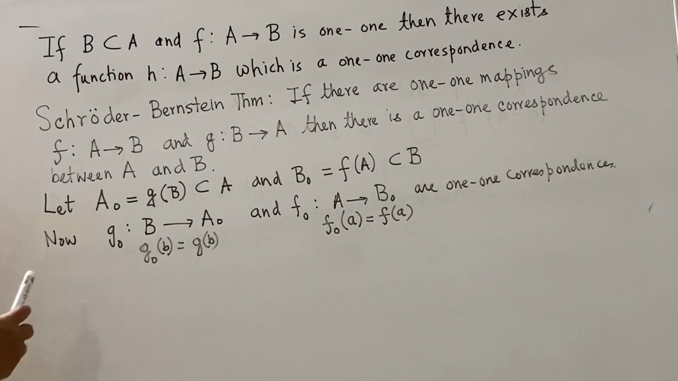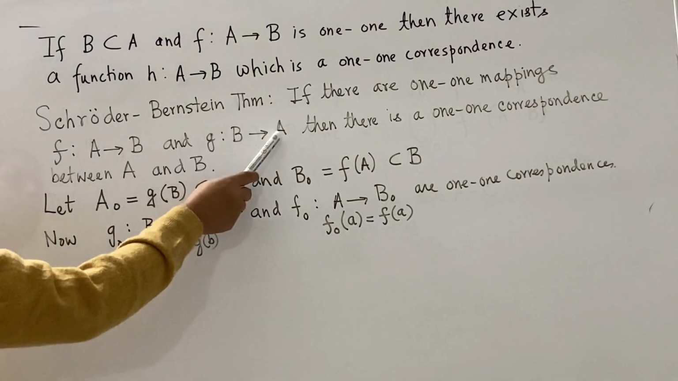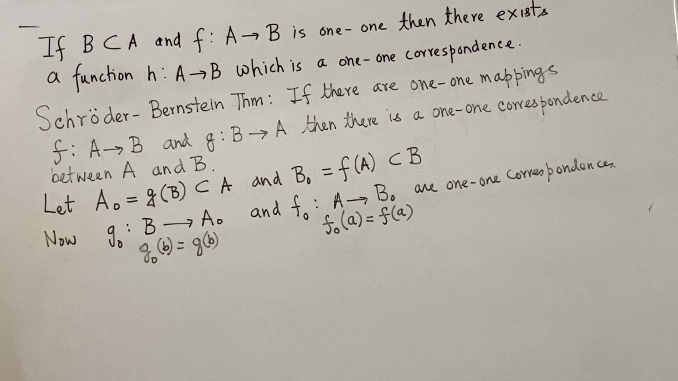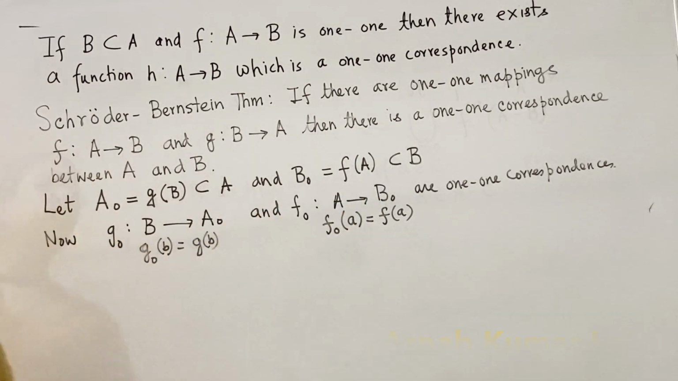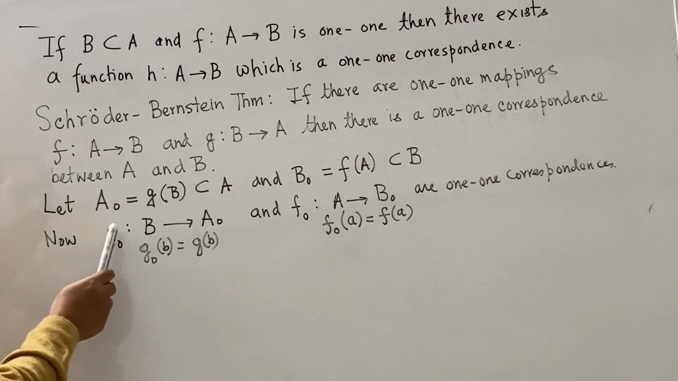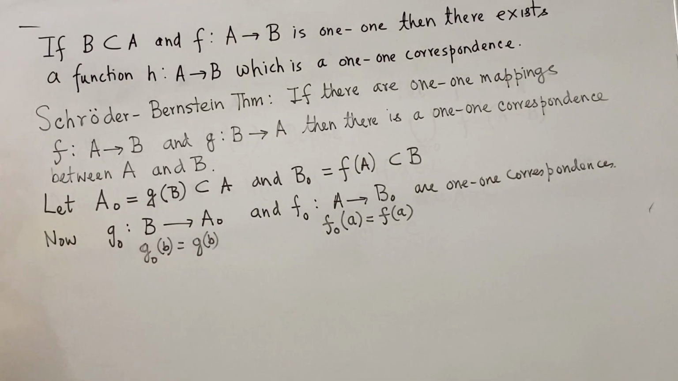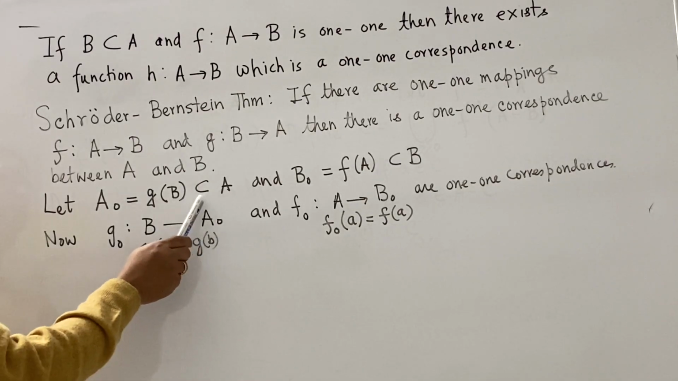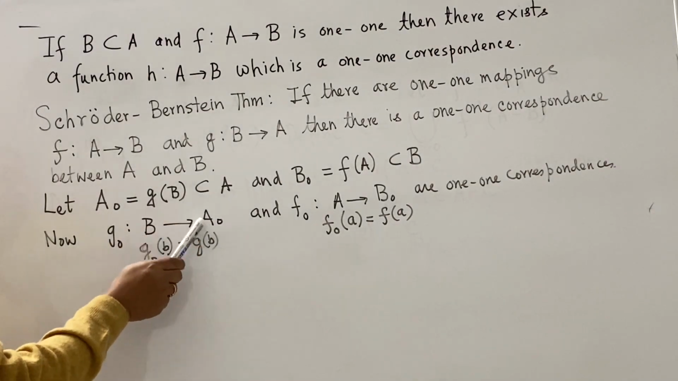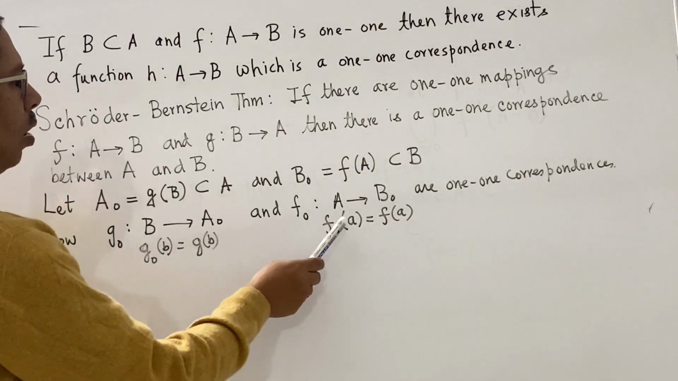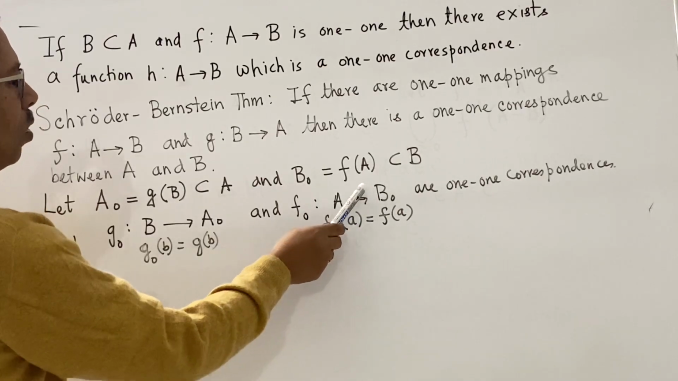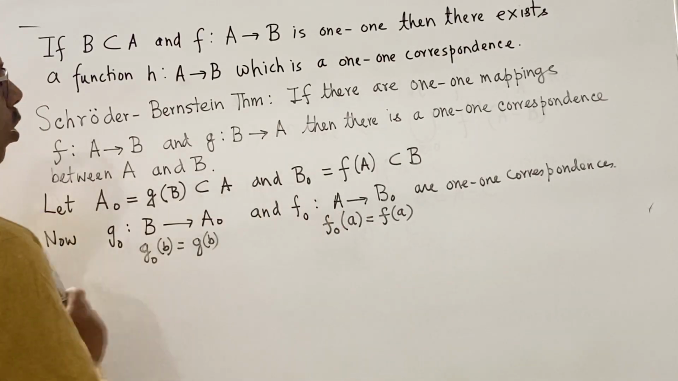Let A naught be equal to g(B), and since g is from B to A, g(B) is a subset of A, and B naught is equal to f(A), which is a subset of B. Now we can think of another function g naught which goes from B to A naught, and g naught(B) is equal to g(B). That means it's the same function g, but the codomain is now restricted to A naught.